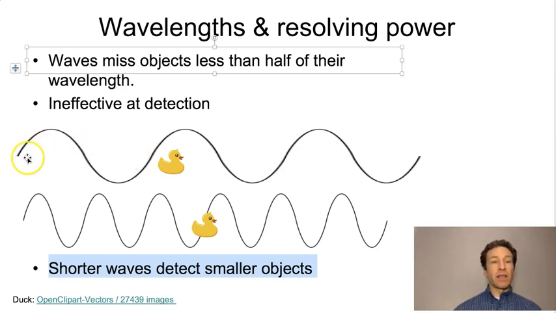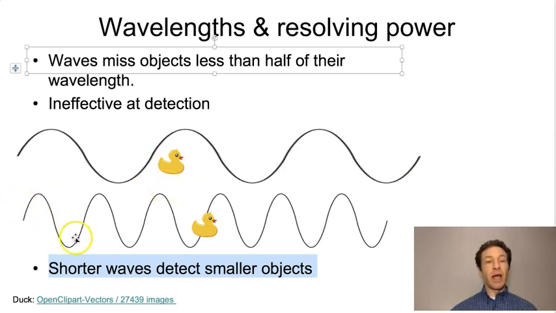As an example of this, look at this top wave. This has a long wavelength. In other words, from one peak to the next peak is a long distance. And the object we're trying to view, this rubber ducky, is small relative to this wavelength. In this example, this wave could pass entirely around the rubber ducky without ever hitting it, even if the duck was in line with that wave. As a result, this wave would be ineffective at visualizing this duck.